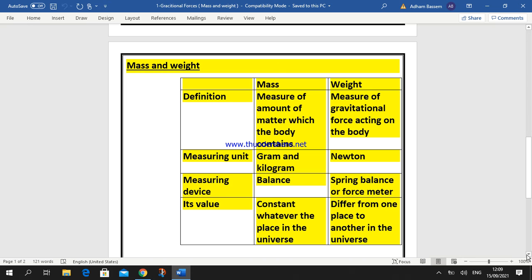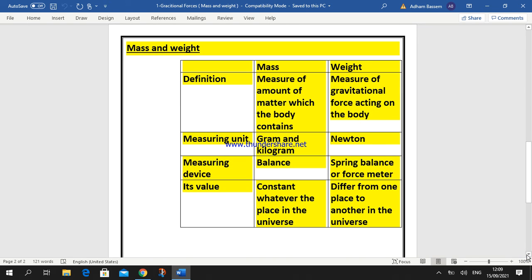While weight depends on the measure of the gravitational force that acts on you, okay? Your weight is determined by the measure of the gravitational force that is acting on you and is able to attract you to the earth, okay? So the weight is defined as the gravitational force that attracts a body to the earth, and the center of the earth is considered the center of this force.